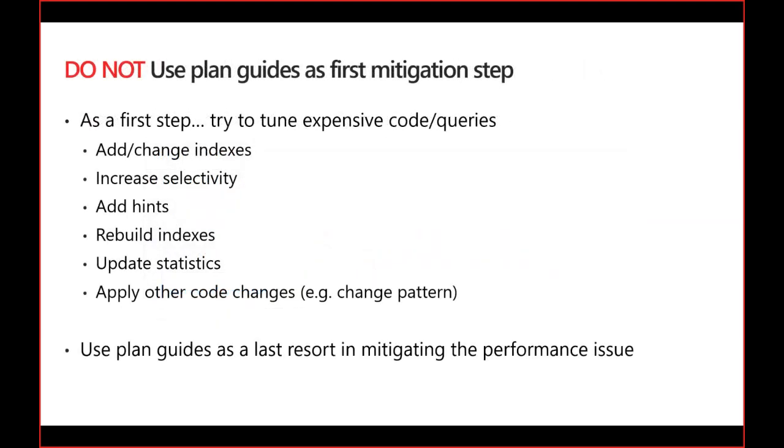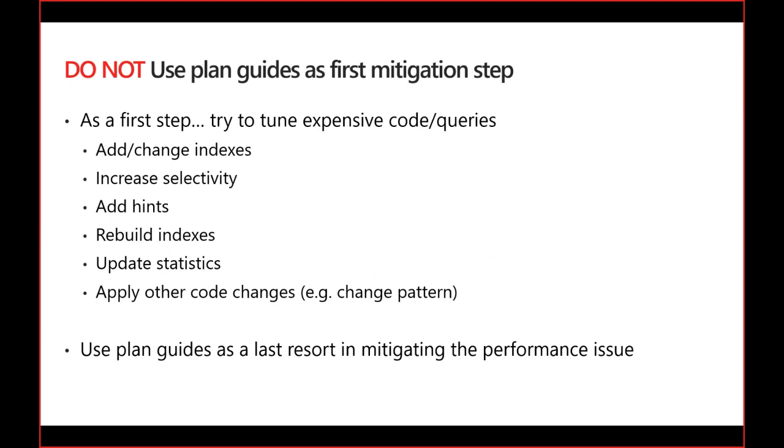Then I would like to talk, as the last one, about plan guides. And I mentioned here, do not use plan guides as a first mitigation step. What we mean by this is that in a tuning exercise, for example, we discover a certain expensive piece of code, and this code has maybe 1 or 2 or multiple expensive queries behind it. What we should do as a first step is question the code, correct? So maybe we have to use a different pattern. Think about, for example, going set based, or I don't know, it could be any change on the code level.